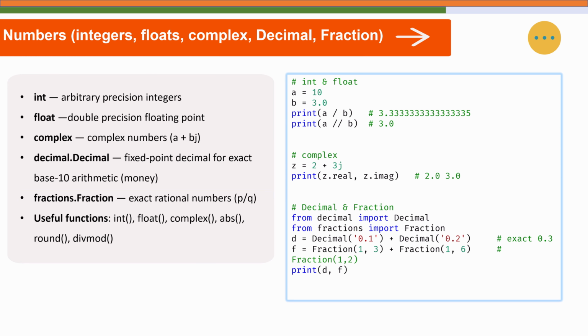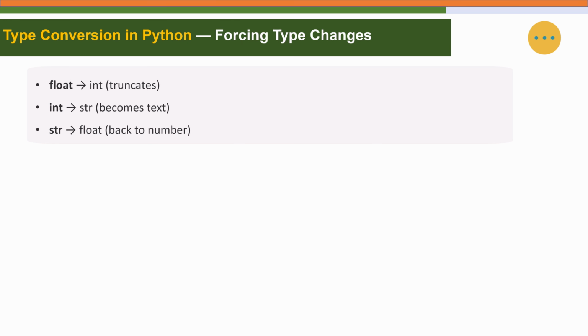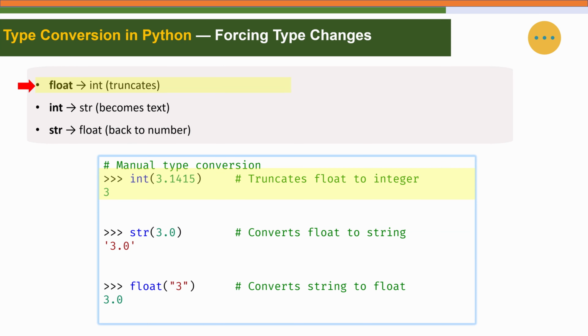So Python is dynamically typed, which means you do not have to declare variables ahead of time, but sometimes you will want to manually convert between the types. You can do this by calling built-in type functions like int, float, str. For example, calling the int function and passing 3.1415 converts the float into an integer. But notice it doesn't round, it truncates the decimal part, leaving you with a 3. Next, str of 3.0 takes a floating point value and converts it into a string representation.